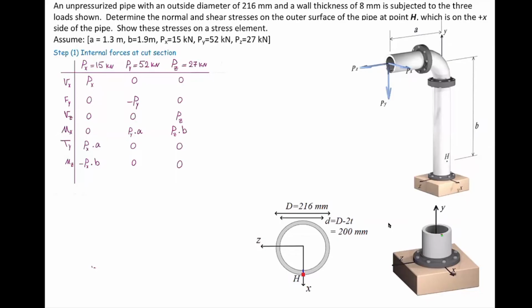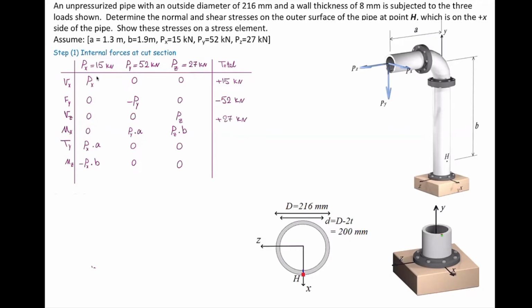If we want to put the effect of all of these three forces together, we need to add them up together. So starting from the very first one, there is only one force producing shear force in the x direction, and that comes from Px. So the total shear force in the x direction is positive 15 kilonewton. There is one force that is producing axial force in the y direction, and the magnitude would be negative 52 kilonewton, and shear force in the z direction would be positive 27 kilonewton.